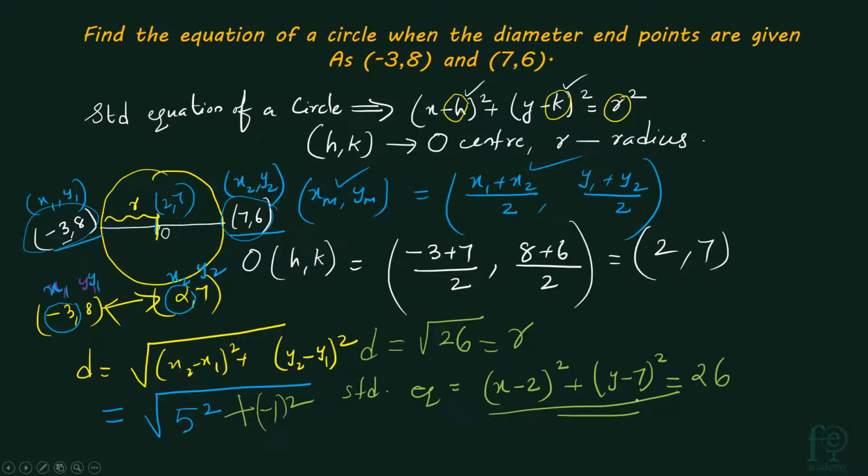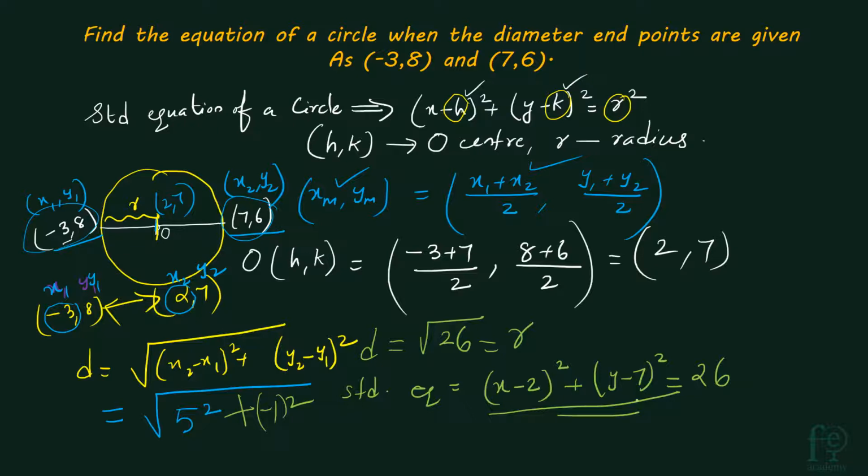If options are given, maybe in the options it will not be directly given like this. It might be given like x square minus 4x plus 4 plus y square minus 14y plus 49 is equal to 26, or some terms might be there in the form of the expansion. So, in that case you have to expand and find out the correct option from the multiple choices given.